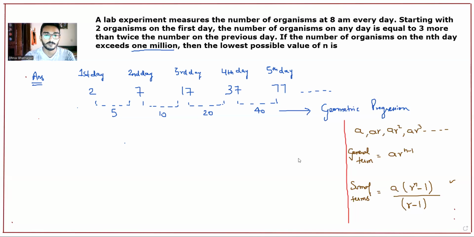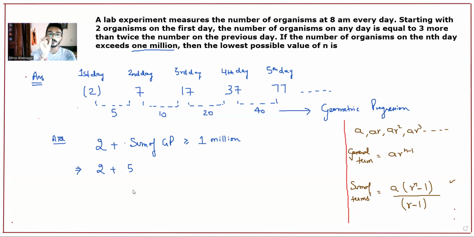Okay, let's just apply the sum of terms in this question. According to the question, we can say this is our first day that there are 2 organisms. So 2 plus the sum of GP is greater than or equal to 1 million. So this is the fundamental that I have to apply here. Correct? All right, let's proceed. So 2 plus the first term is, okay, now focus on the GP. GP is 5, 10, 20, 40. So the first term of the GP is 5. I am writing 5 here. The ratio is 2: 10 divided by 5, 20 divided by 10. So 5 times 2 raised to the power n minus 1 over 2 minus 1 is greater than or equal to 1 million.